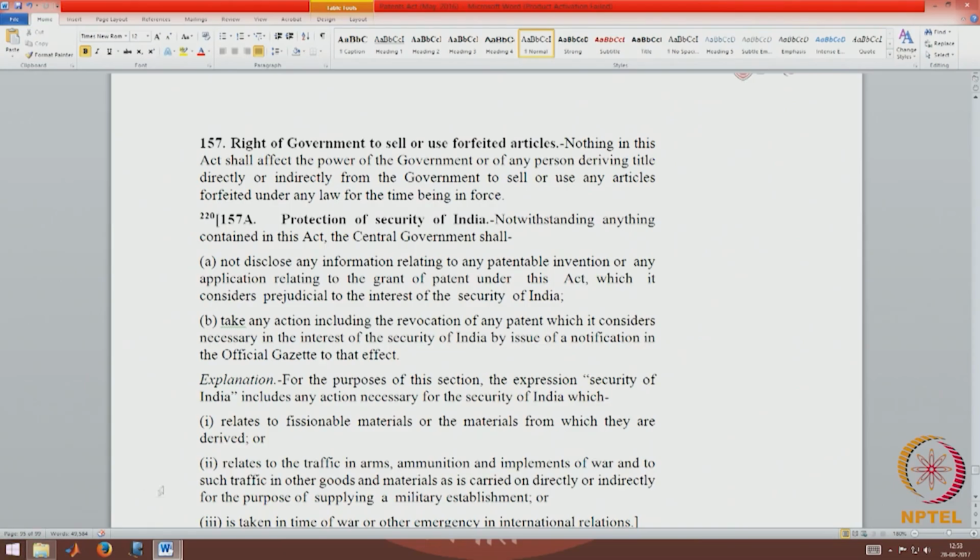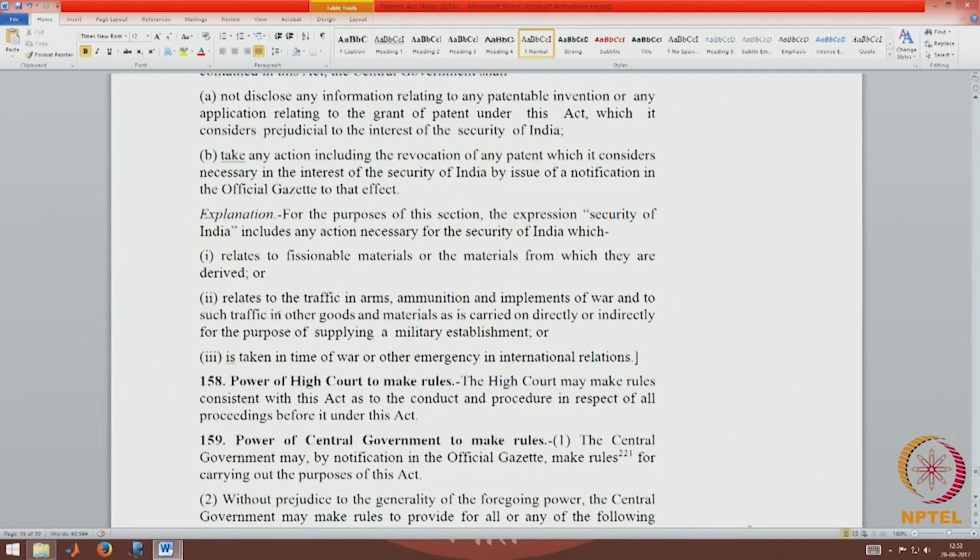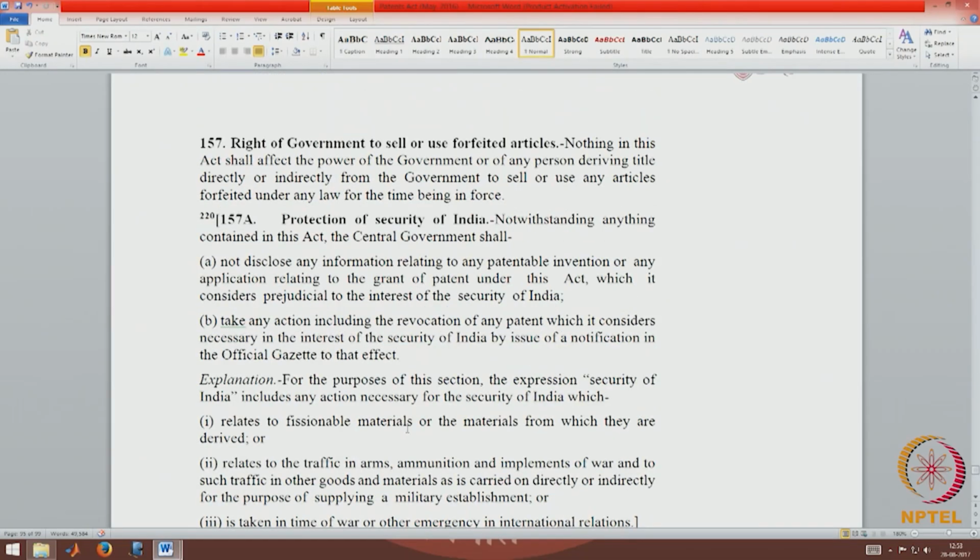Now what pertains to security of India, you will find that something that affects war and emergency in international relations, relates to traffic in arms, ammunition, fissionable material. All these things are broadly classified as atomic energy, as section 4 tells us, will be regarded as things that pertain to the security of India.